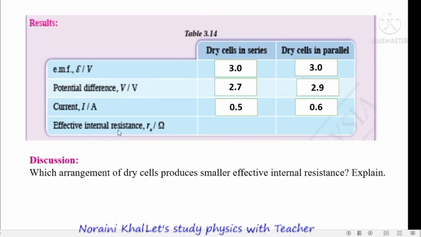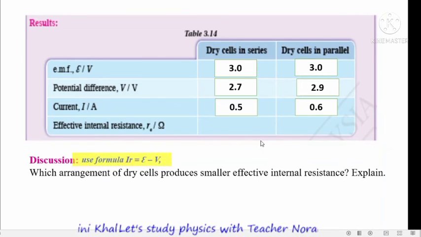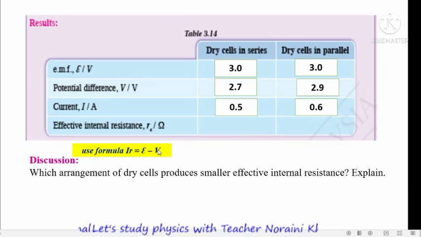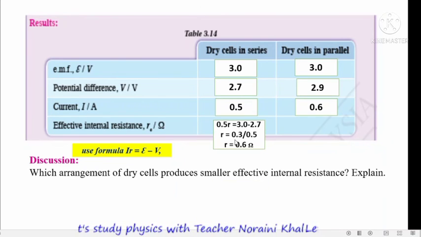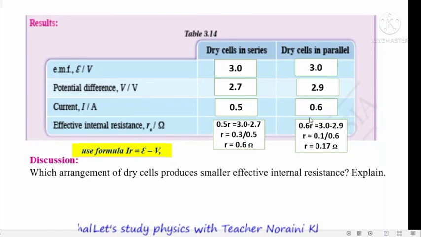Okay, now look at the effective internal resistance. Using the formula of voltage drop, IR equals E minus V, we calculate the internal resistance for the whole dry cell arrangement in the circuit. For 2 batteries, we substitute here, IR equals EMF minus V, so we get R here is 0.6 ohm. For the parallel part, current 0.6, EMF 3, V 2.9, so we get R equals 0.17 ohm.